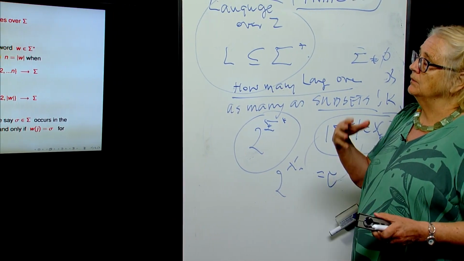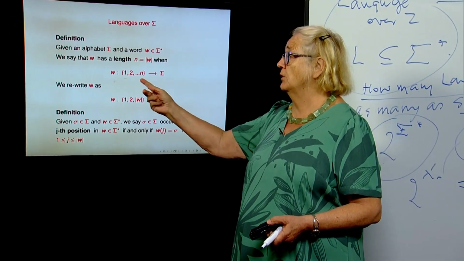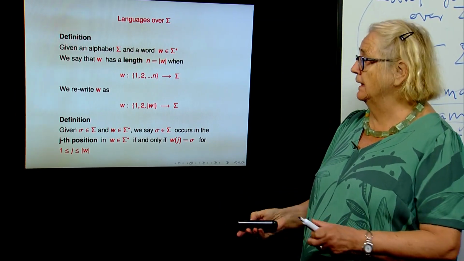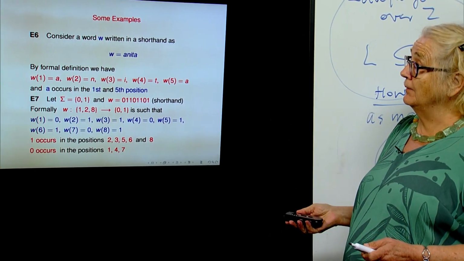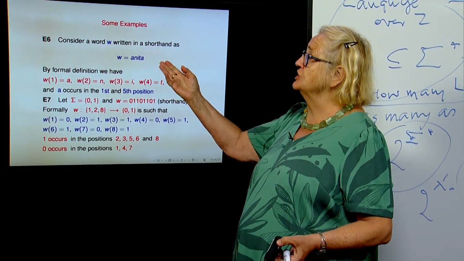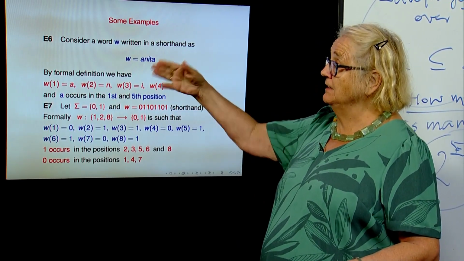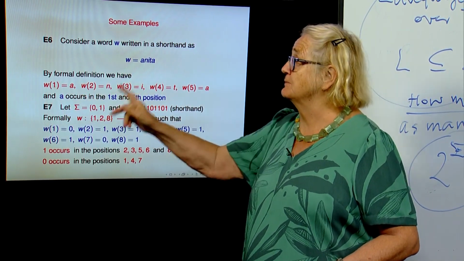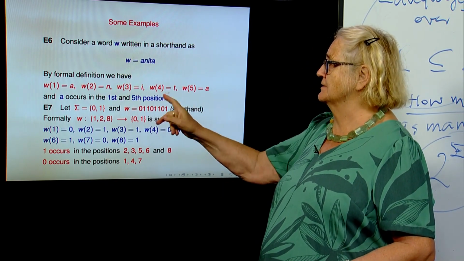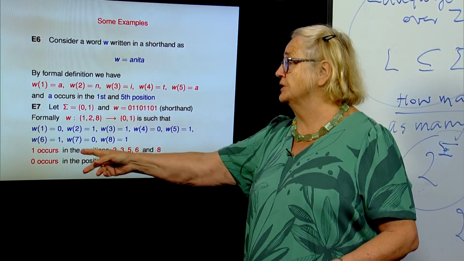And now we use this definition to define the length of the word. So the word is always a function, and n is the length of the word. Because the word is a function, you can define the position. You have a word, you can define the position of an element in the word. So for example, A is in the first position, N is in the second position, I is in the third position, T is in the fourth, and A is in the fifth.